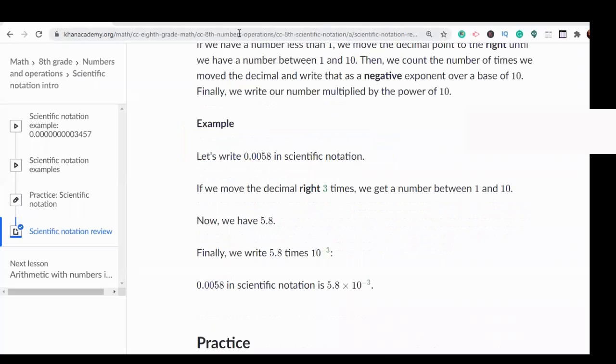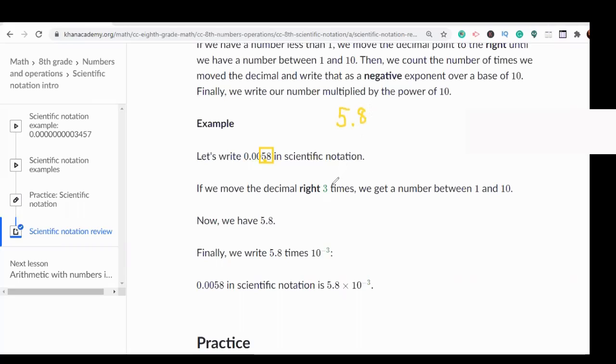If we look at this example, we're given the number 0.0058. If we want to write that in scientific notation, we want to focus our attention on the numbers that don't include the series of zeros. So we'll be focusing our attention on the 58. Well, obviously 58 is not between 1 and 10, so we're going to place the decimal in the appropriate place to make this be between 1 and 10. So that would make it be right here. The decimal has to go between 5 and 8.